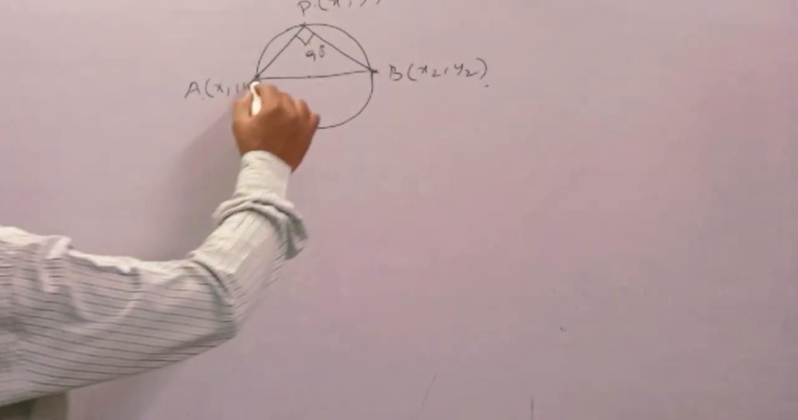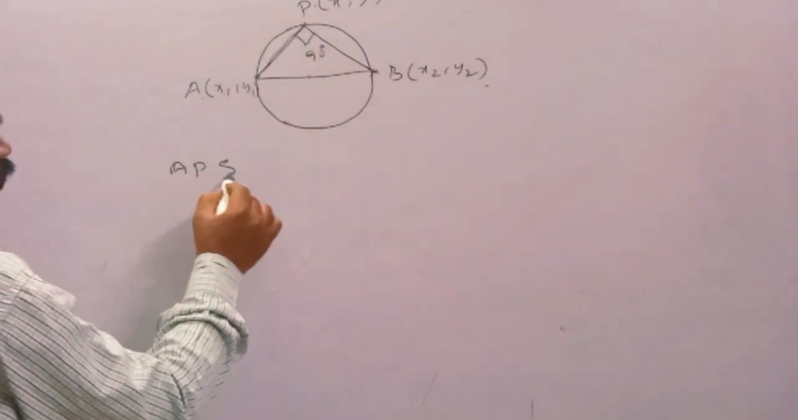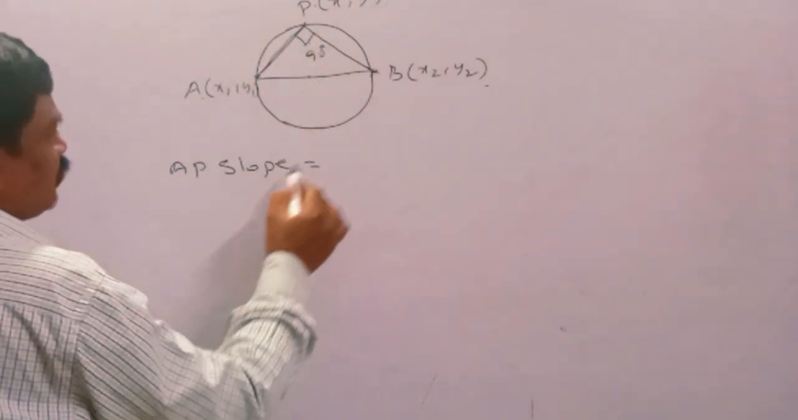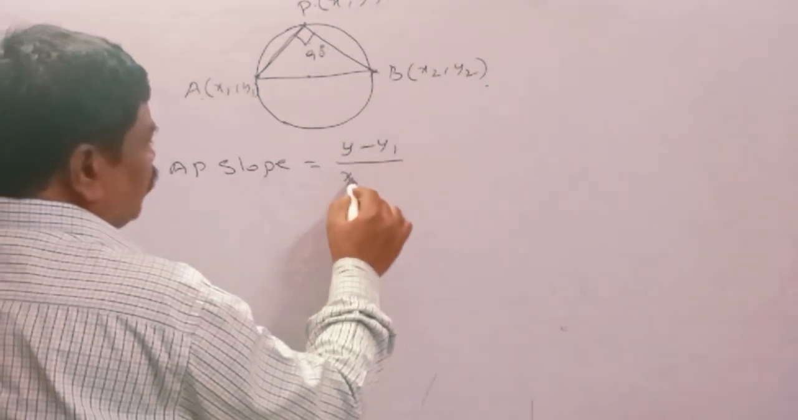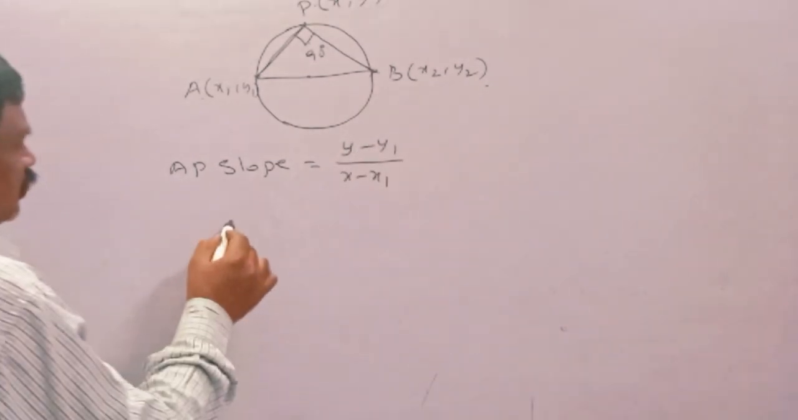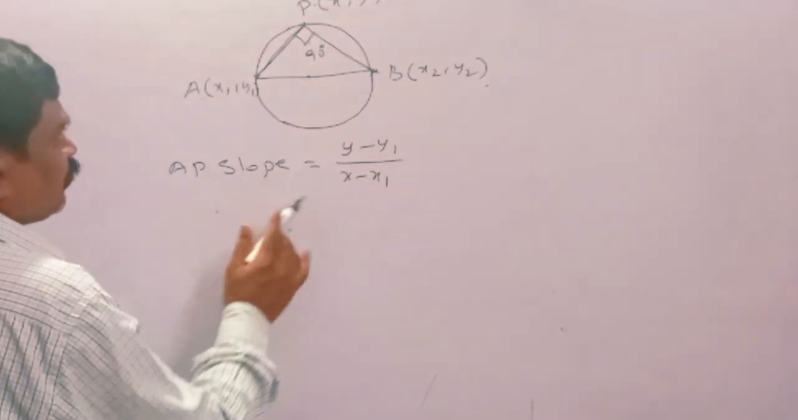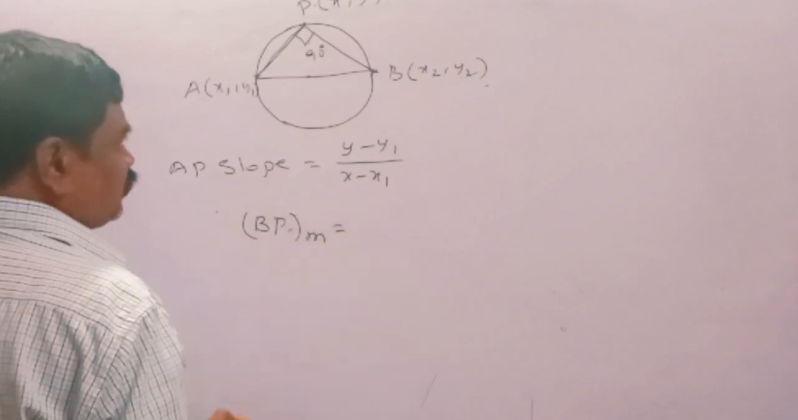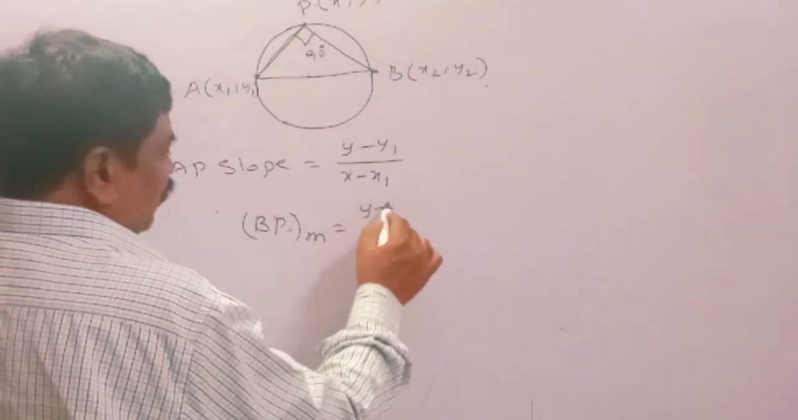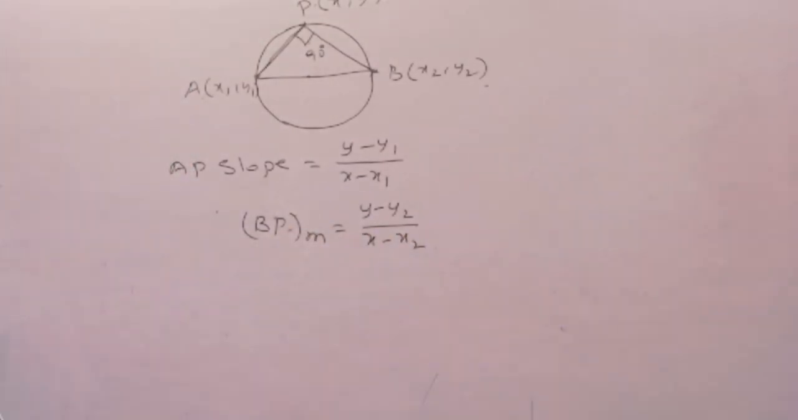So what is AP slope? AP slope is equal to y minus y1 by x minus x1. And BP slope is equal to what? That is y minus y2 by x minus x2.